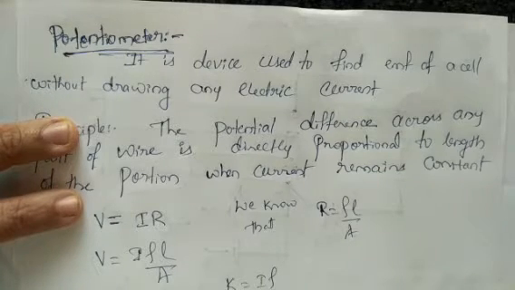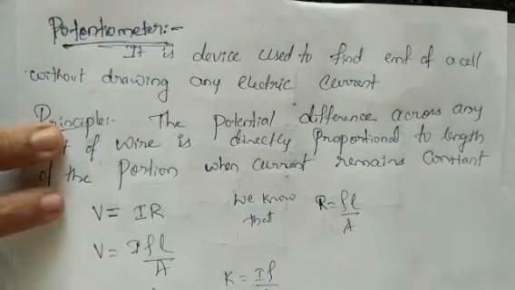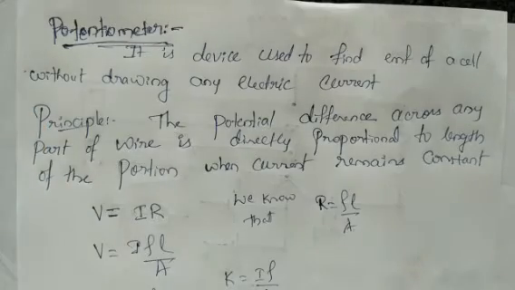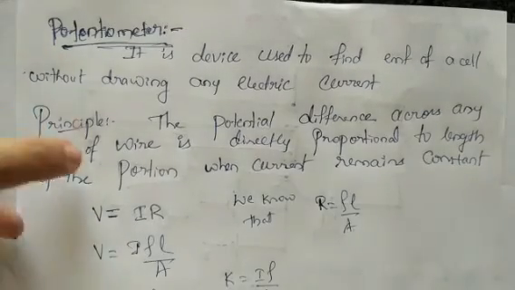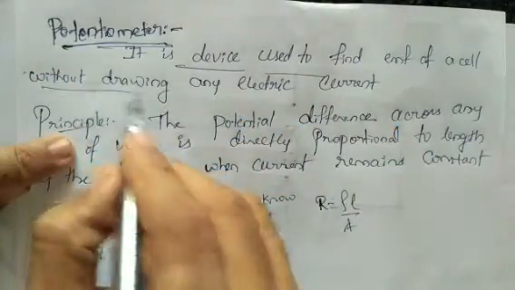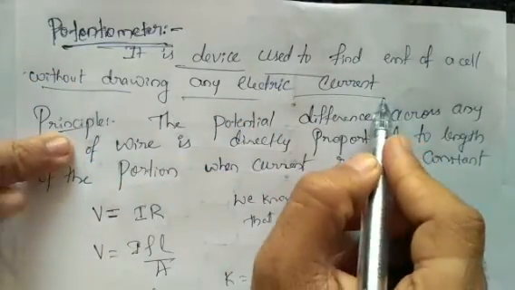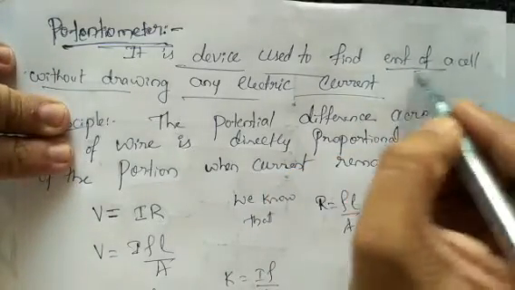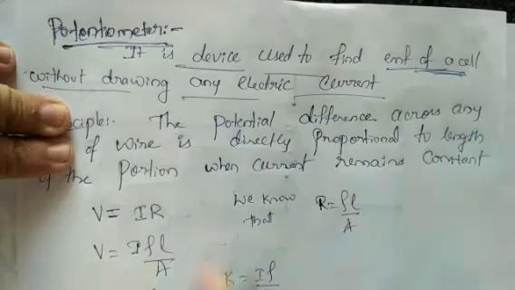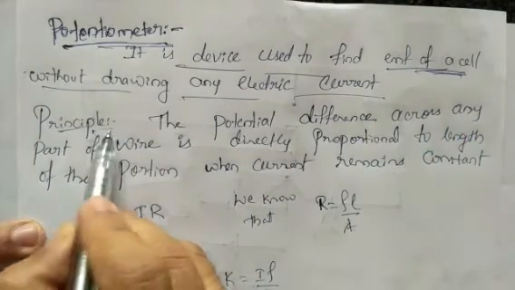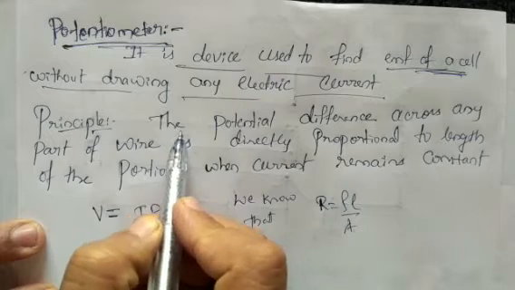In the previous sections, we observed the potentiometer. It is a device used to find the EMF of a cell without drawing any amount of electric current. So this is what we can say a potentiometer. Here we are not drawing any electric current, so we use it to identify the EMF of a cell. Now, let us see what the principle of this potentiometer is.